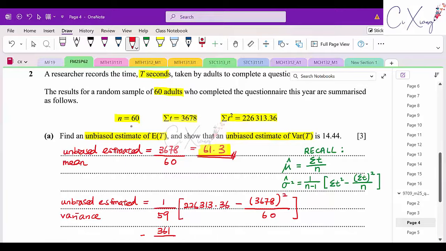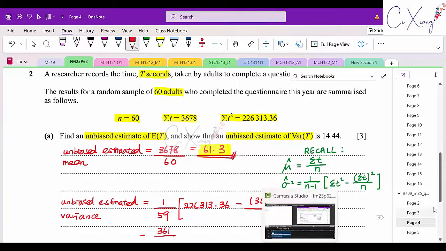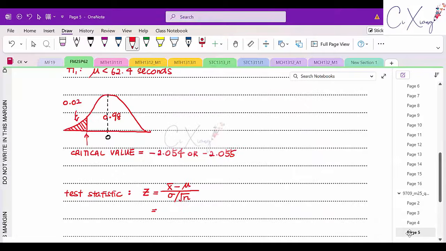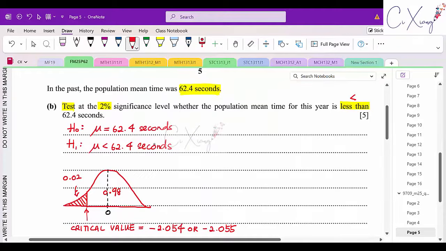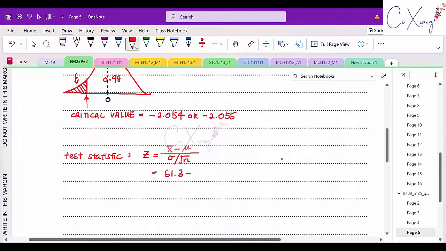This is the sample mean. So just now, we used the sample mean to estimate the population mean, and the value is 61.3. So let's continue further. You should be having 61.3. What is the population mean all the while? The population mean is actually 62.4, and this is what we want to test. Then divided by the population standard deviation.